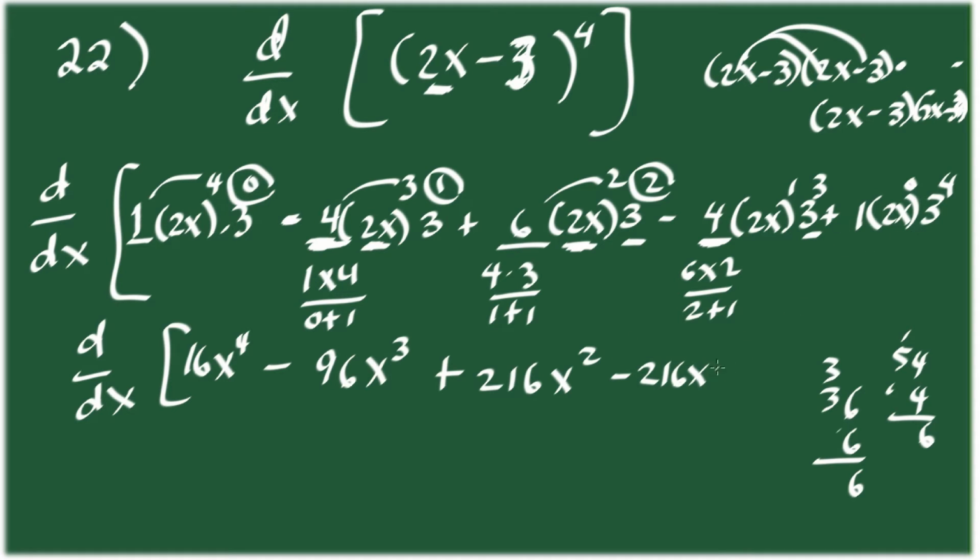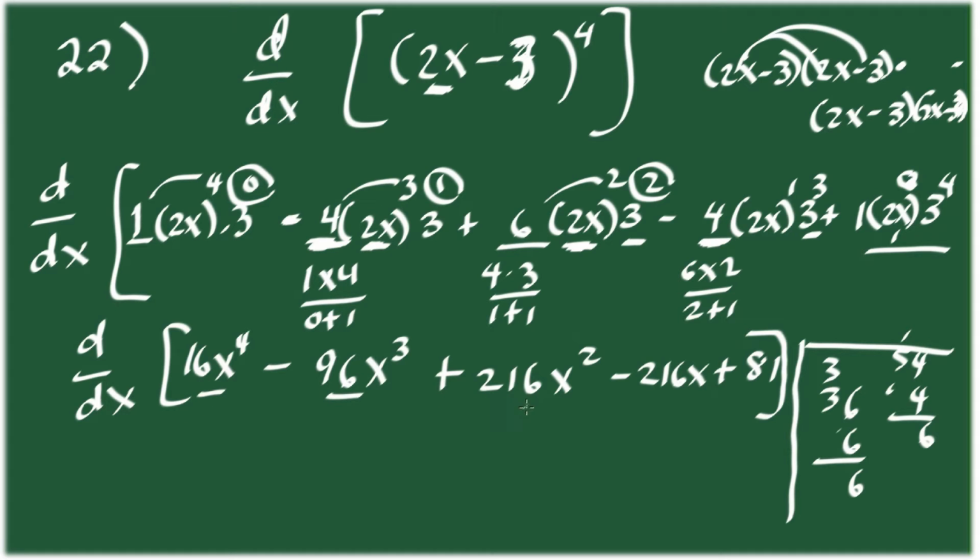Plus the last term. Now this is raised to the 0, so we know it's going to be equal to 1. 3 to the fourth is 81. So this is the one we're going to differentiate using the power rule.